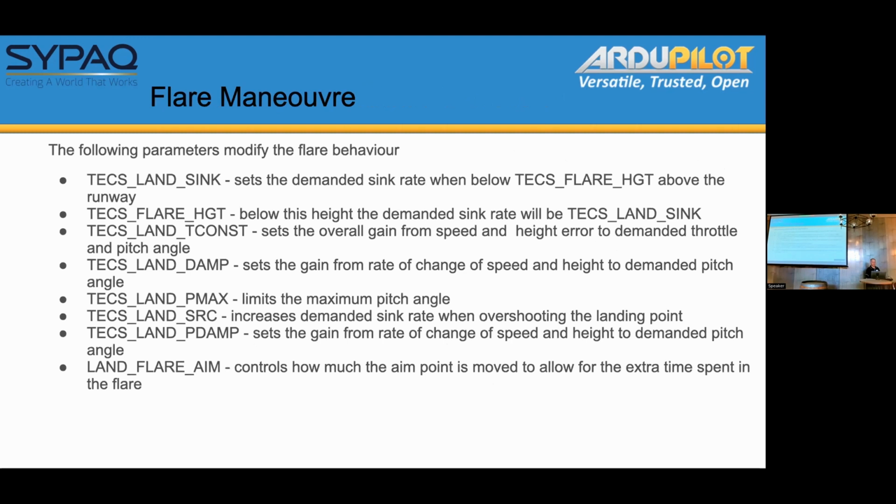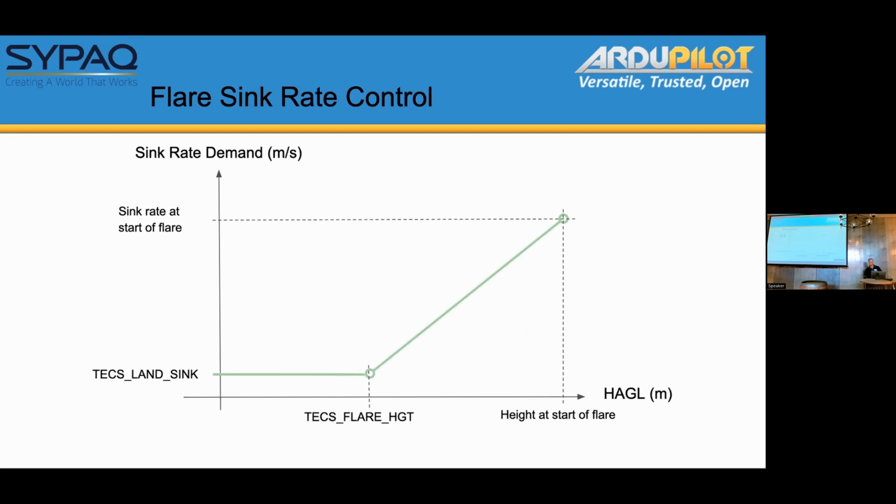Okay, and then the flare maneuver. Now that's been rewritten since the last conference, and we now actively control the flare height as a flare demanded sink rate as a function of height, and only the first 2 parameters are, for 99% of cases, what users will have to adjust. I've given some notes there. You can look at the parameter descriptions, but these are the important ones. And the reason is, if you have a look at that diagram, that's what's going on with the parameters.